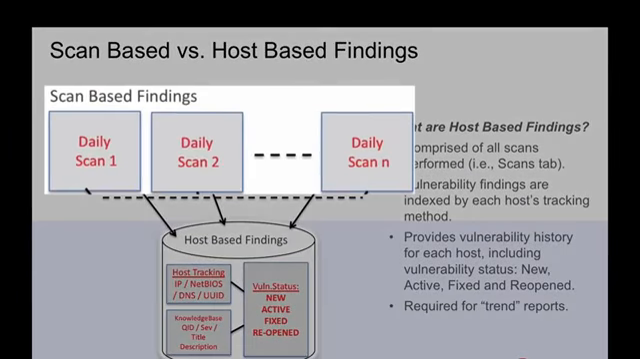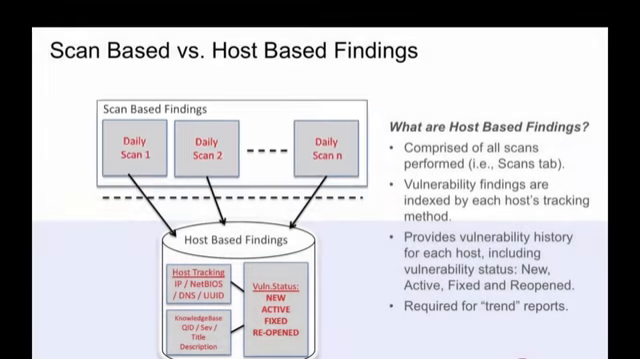The scan-based findings in your account are comprised of each individual vulnerability scan performed, where each scan tells a unique story based on its position or placement within your scanning timeline. Reports that use scan-based findings are often referred to as snapshot reports because they represent an individual snapshot in time without any influence from scans that have been performed previously or scans that have occurred later in time. You'll find all of your scan-based findings listed under the Scans tab.